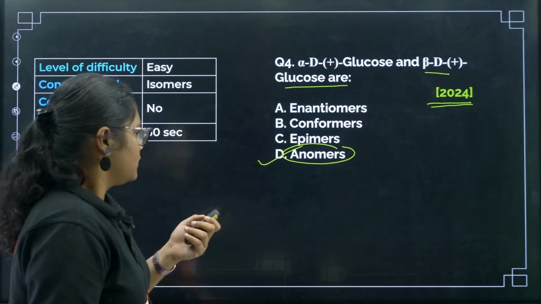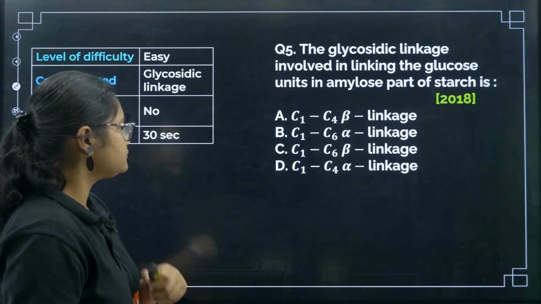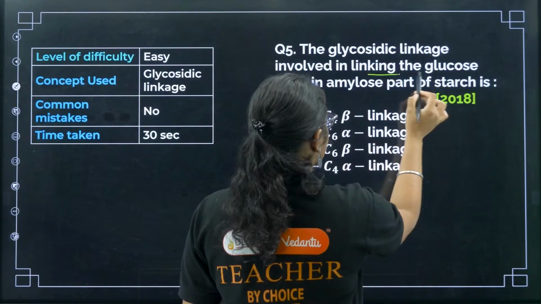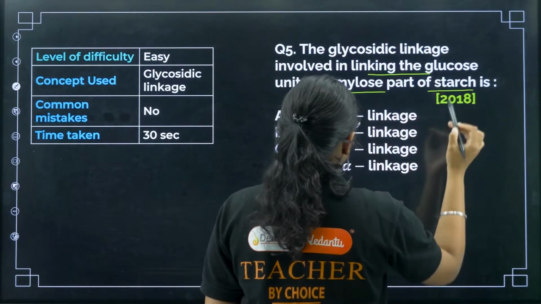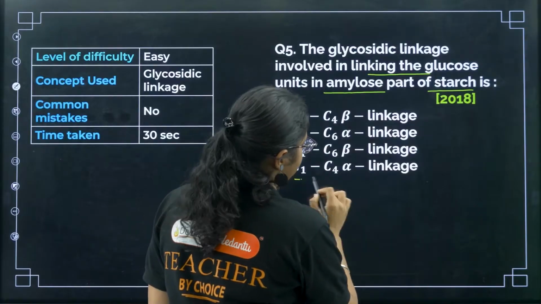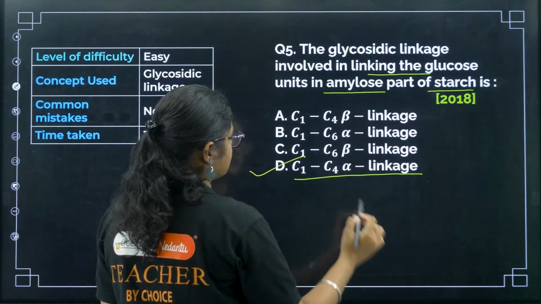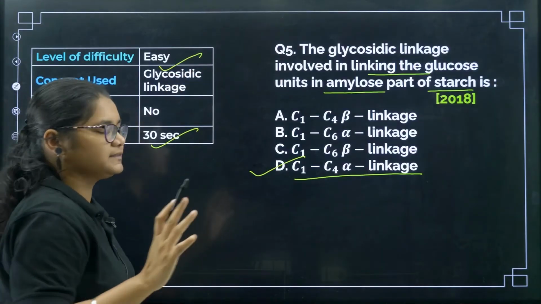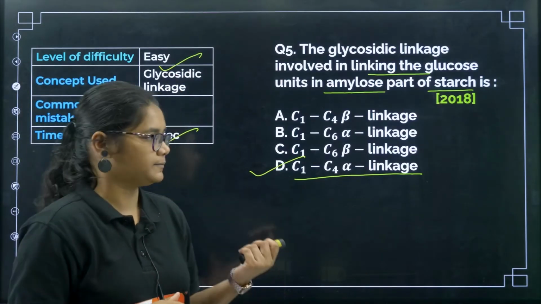Okay, next question number 5, again about glycosidic linkage: involved in the linking of amylose parts of the starch. So in amylose, if you know, we have a C1-C4 alpha linkage. Okay, so the correct answer here will be option number D. This question is also very easy. In 30 seconds, you can easily solve this question.